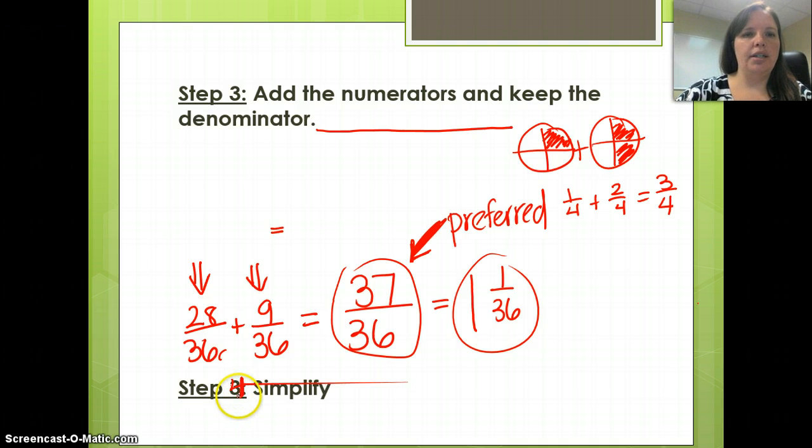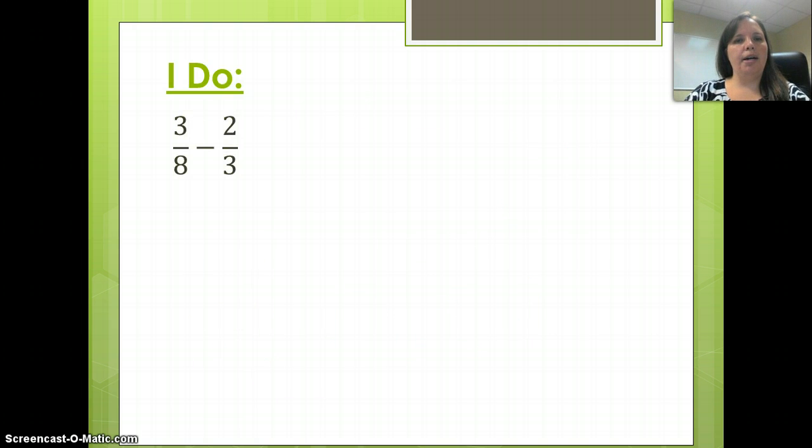Step 4, when it comes to fractions, is always going to be simplifying. Always look and see. Simplify doesn't have to mean change it into a mixed number. Simplify just means if there are any common factors, reduce the fraction. So I'm going to do a problem here from beginning to end, and then I'm going to give you some problems to try. So the I do here, you can follow along.